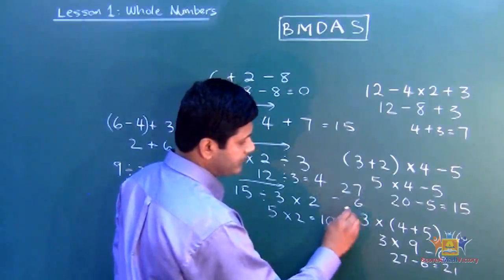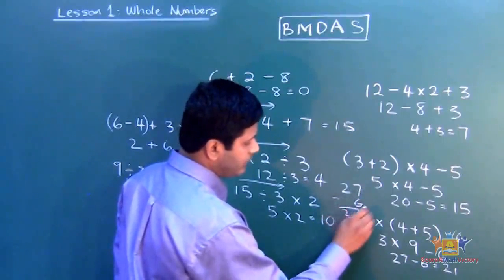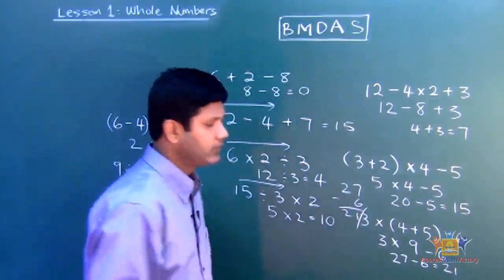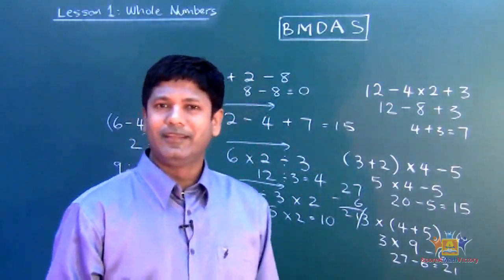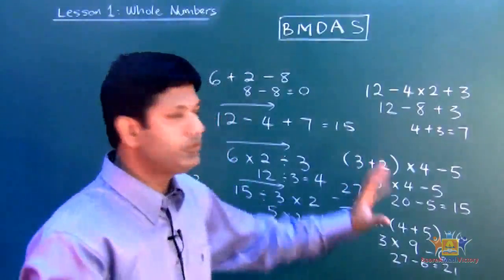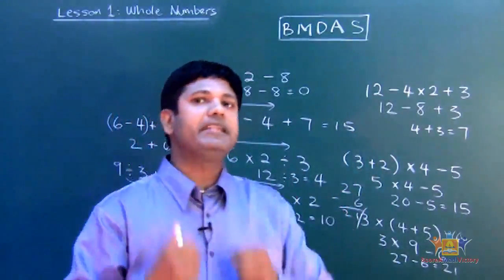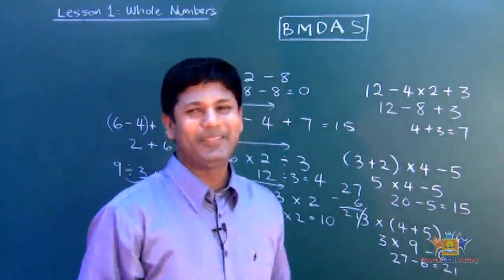So 7 minus 6 is 1, and then you bring the 2 down. Okay, so that gives you 21. Alright? So far I gave you simple small numbers. Let's look at some big numbers. Okay, I'll be back with you in a few seconds.